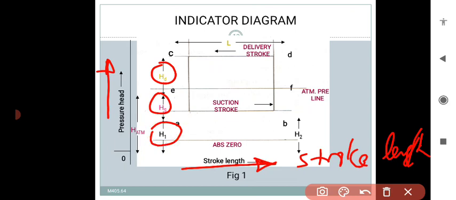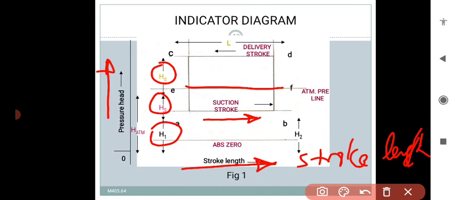This is the suction pipe. Up to EF, here the line is EF, the atmospheric pressure line. Above the atmospheric pressure line, the pressure of the water is high, and below it is the suction stroke. When the piston moves from A to B, the suction stroke is created.